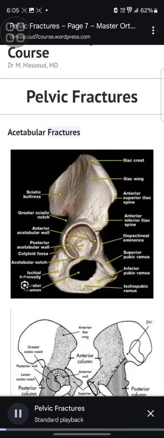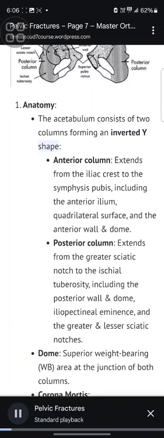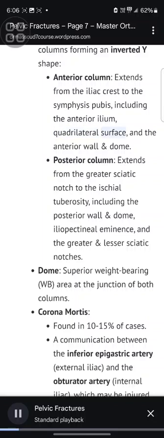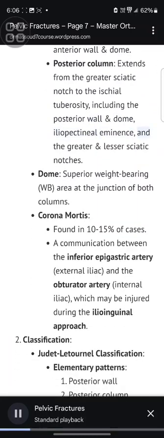Acetabular fractures. 1. Anatomy. The acetabulum consists of two columns forming an inverted Y shape. Anterior column extends from the iliac crest to the symphysis pubis, including the anterior ilium, quadrilateral surface, and the anterior wall and dome. Posterior column extends from the greater sciatic notch to the ischial tuberosity, including the posterior wall and dome, iliopectineal eminence, and the greater and lesser sciatic notches.